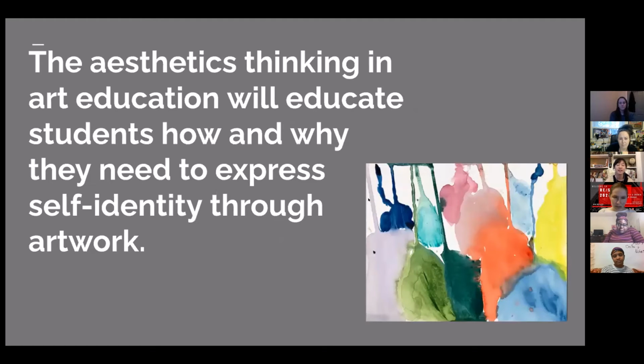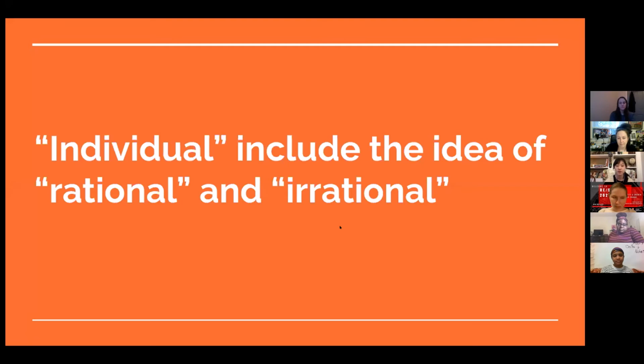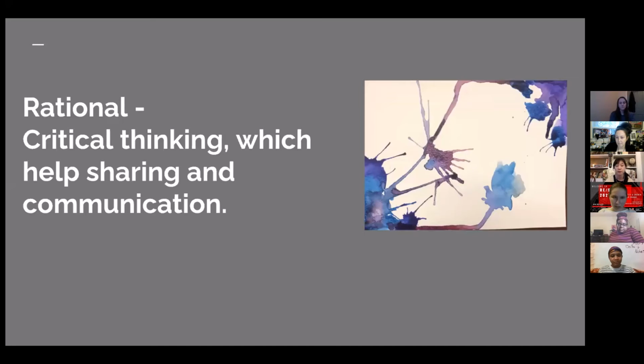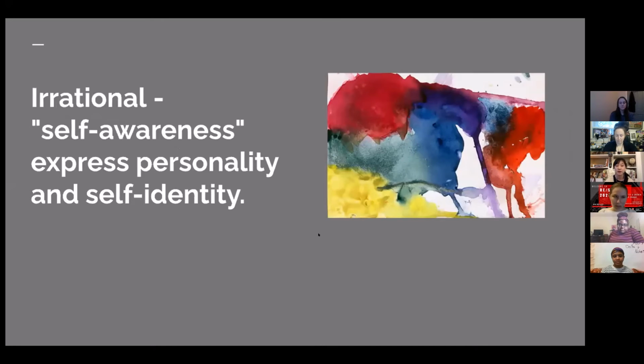So the aesthetics thinking in art education will educate students how and why they need to express self-identity through artwork. The individual includes the idea of the irrational and the rational. The rational part is the critical thinking, which helps sharing and communication. We need to talk very rationally. We are not fighting. We are not angry about others. And the irrational part is self-awareness and expressing the personality and self-identity. That's what we express in our artwork in contemporary art.